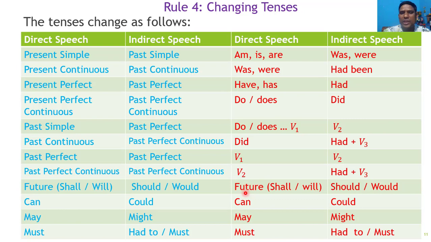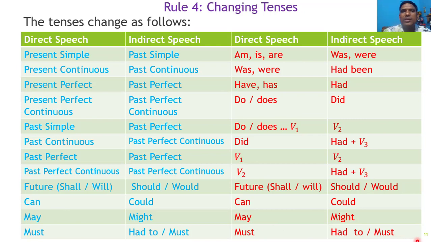In case of future tense, shall becomes should, will becomes would, but it is good to write would in place of shall or will. Can becomes could, may becomes might, must becomes had to, sometimes must becomes must.